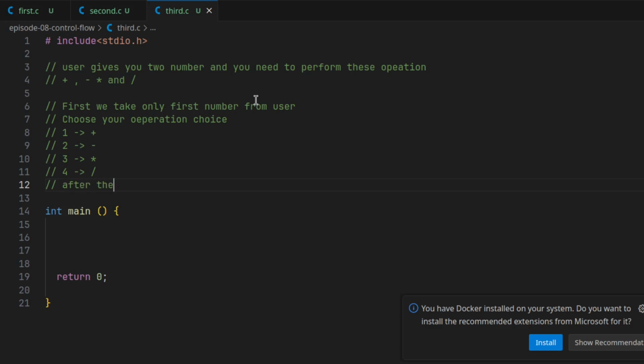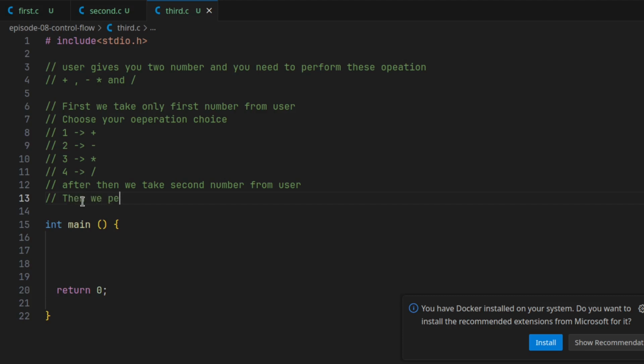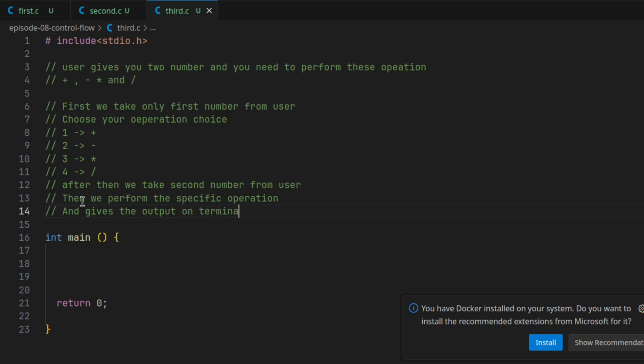After then we take second number from user. So we have two numbers and the operation, and we perform the specific operation and give the output on terminal, and after then we end the algorithm. So this is actually our basic control flow. First we take only the first number from the user, then choose the operation. If user gives the choice number 1, then we perform the plus. Second one means minus, third one is multiply, fourth one is divide. Okay, good.